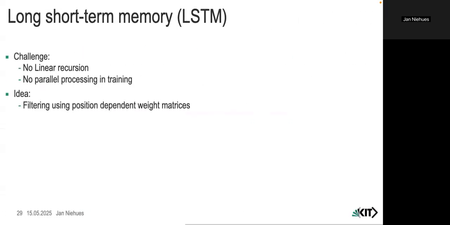The challenge is that we can't directly take the LSTM. It has the disadvantage that we have a nonlinear recursion in there. Remember that these things were nonlinear, and therefore we can't do the parallel processing. We saw last time the nice thing about linear systems is that we can roll out the network, and then, especially during training, we can do things a lot faster, and we don't have to process one by one. So we can't directly do that.